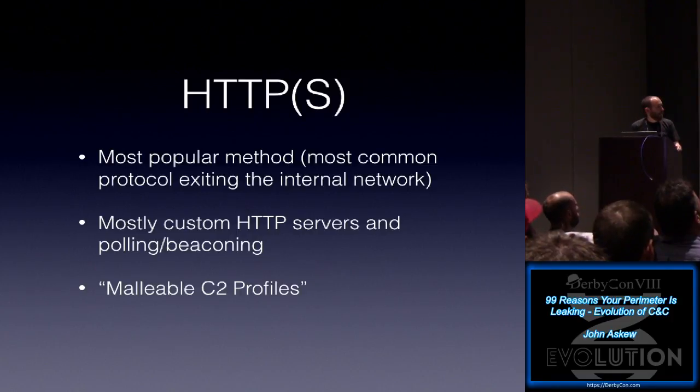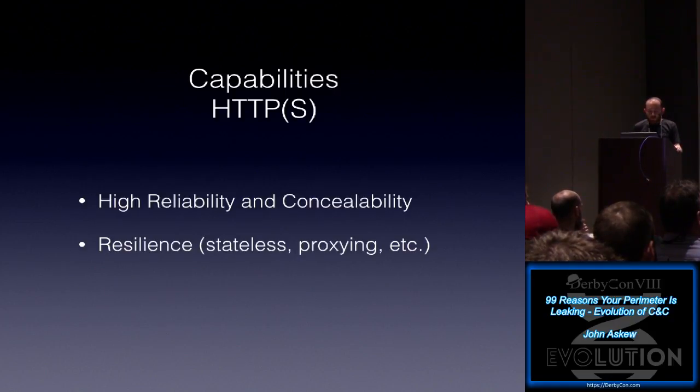And you can get a lot of flexibility with this. There's a thing that's commonly referred to as malleable C2 profiles, where you can tweak all those parameters, right? You can say, I want to make the URL look a certain way, and I want to make the headers look a certain way, and I want to make the post parameters look a certain way, and make it behave like this in such a manner to simulate particular websites or things like that. So we've got a high reliability and concealability just from the fact that HTTP is used everywhere, and you've got a lot of that flexibility with malleable profiles.